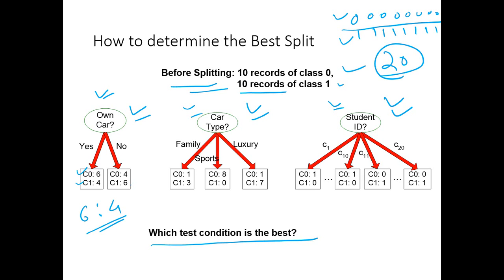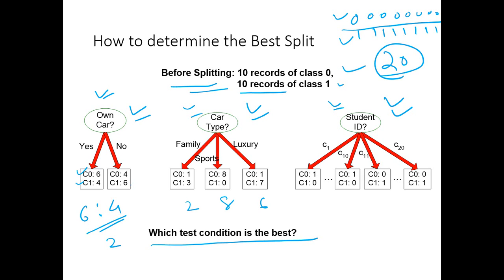If this is car type, you can see if it is family then 1 and 3, sports then 8 and 0, luxury then 1 and 7. More skewed distribution, right? Compared to 6 and 4, where the difference is only 2. Here in this case, it's 8 and 0, the difference is 8. So the idea is that there should be maximum difference, maximum split between the categories.